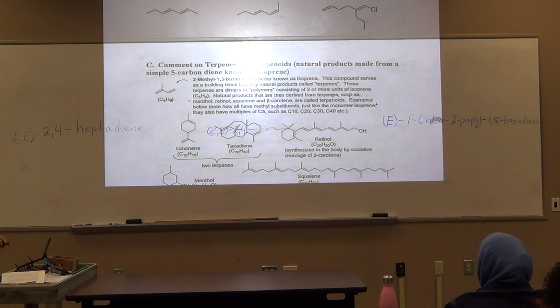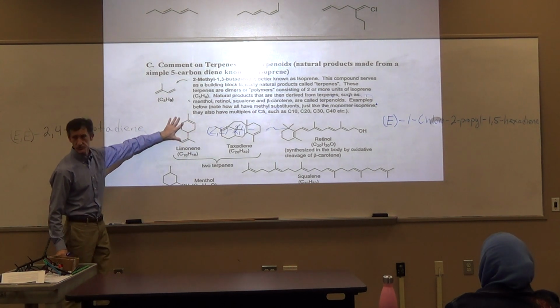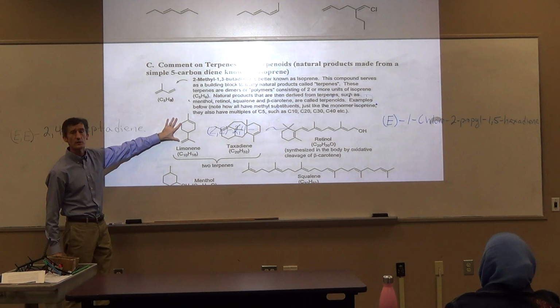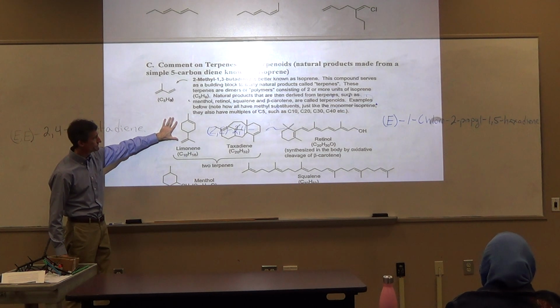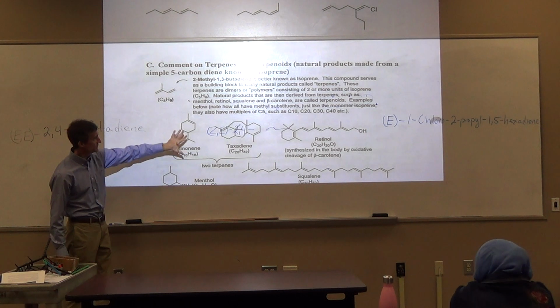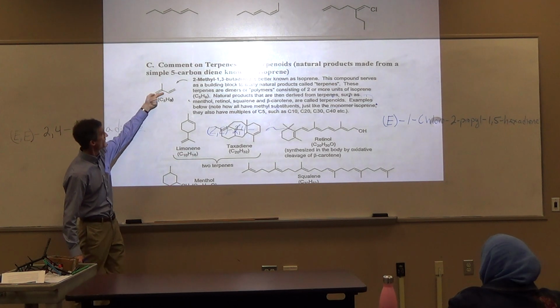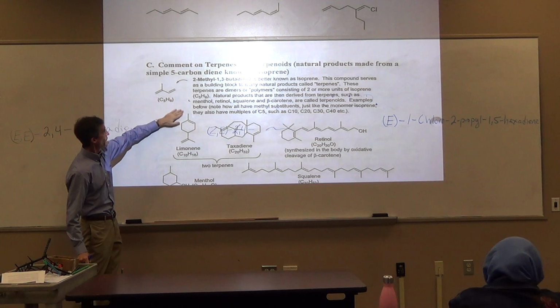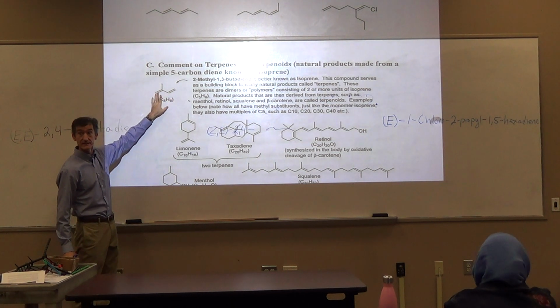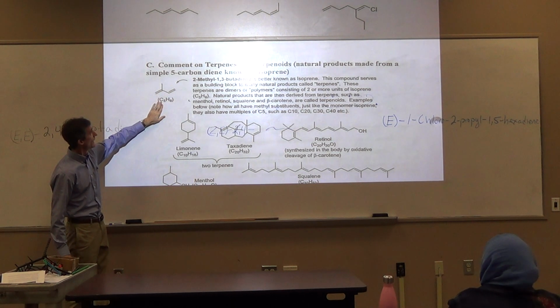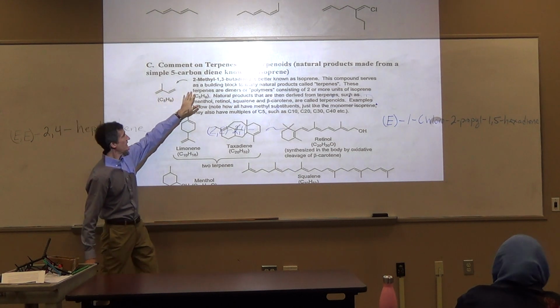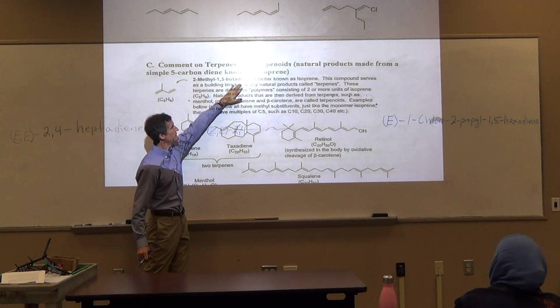Comment on terpenes. Okay. Terpenes are, well, these are all terpenes. Well, you're not going to find the basic nitrogen, because if you did, it would be called an alkaloid. A terpene is a natural product that ultimately comes from this building block, which is, guess what? A diene. And you can name this. The name would be 2-methyl-1,3-butadiene.